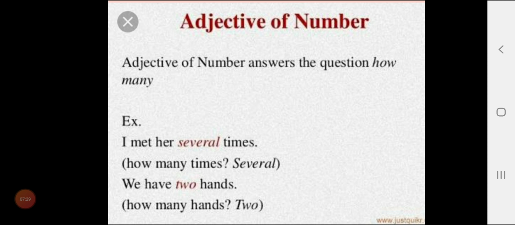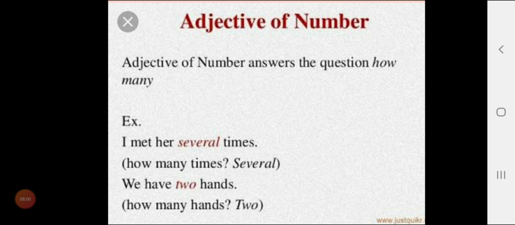Like, I have two pencils in my box. Saturday is the sixth day of the week. I got second position in my class. So the words which tell how many are known as adjectives of number. For example, 5 persons, 8 balls. Like here, given on your screen: I met her several times. So how many times? Several. Therefore the word several is an adjective of number.